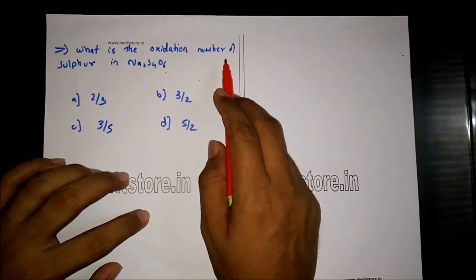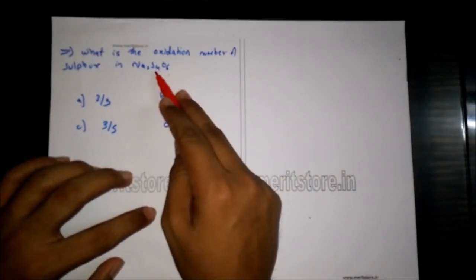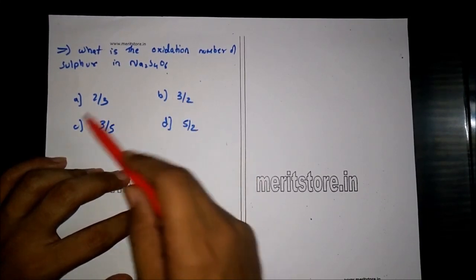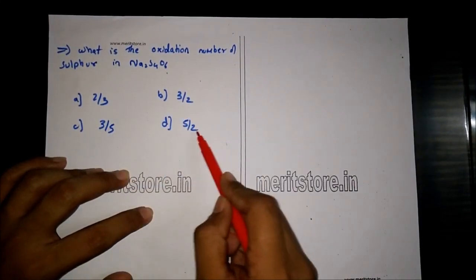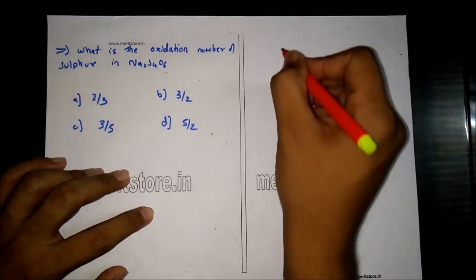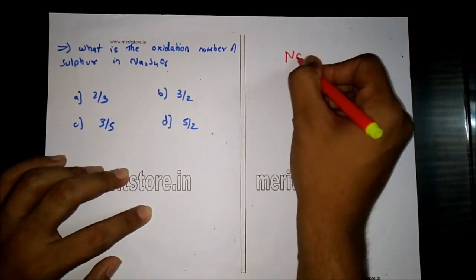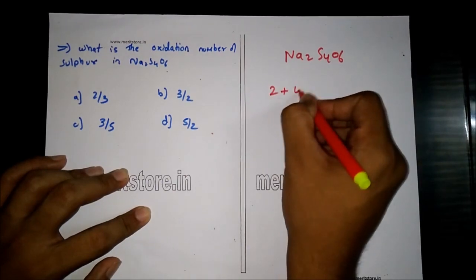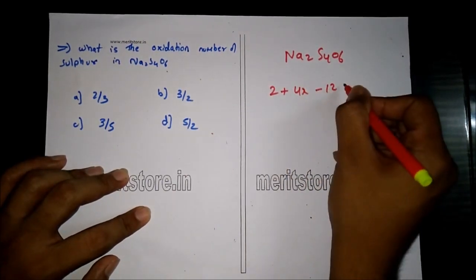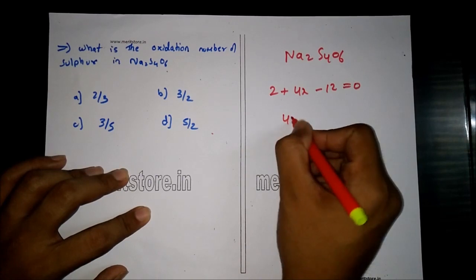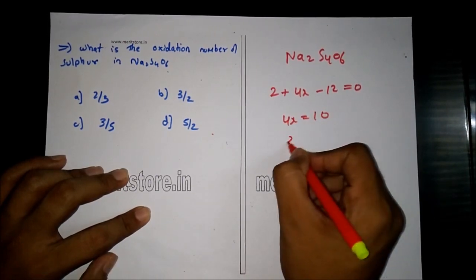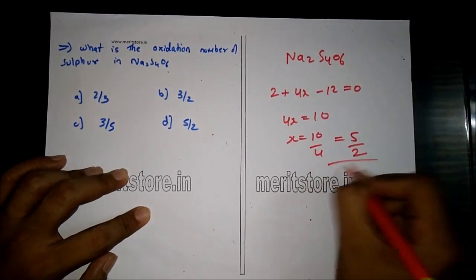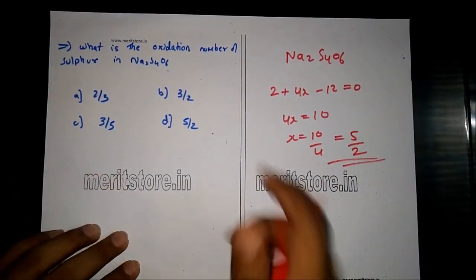The oxidation number of sulfur in Na2S4O6. Either it is A 2 by 3, B 3 by 2, C 3 by 5, and D 5 by 2. Now let the oxidation number of sulfur be X here. Therefore 2 plus 4x minus 12 is equal to 0. 4x is equal to 10 and x is equal to 10 by 4, which is 5 by 2. Therefore, the correct answer here is option D, 5 by 2.